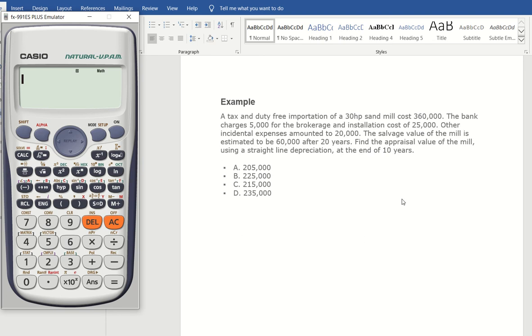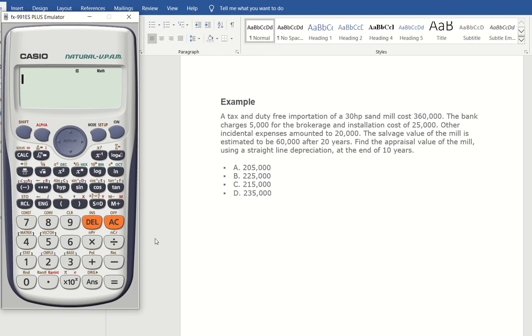So if you look at the problem, it's asking for the appraisal or book value after 10 years. Now we have a lot of givens. We have the cost of 360,000, 25,000, 5,000, 20,000, and book value of 60,000 after 20 years. No need to worry, guys. This is very easy. All you need to do is sum up all the charges to get the whole cost.